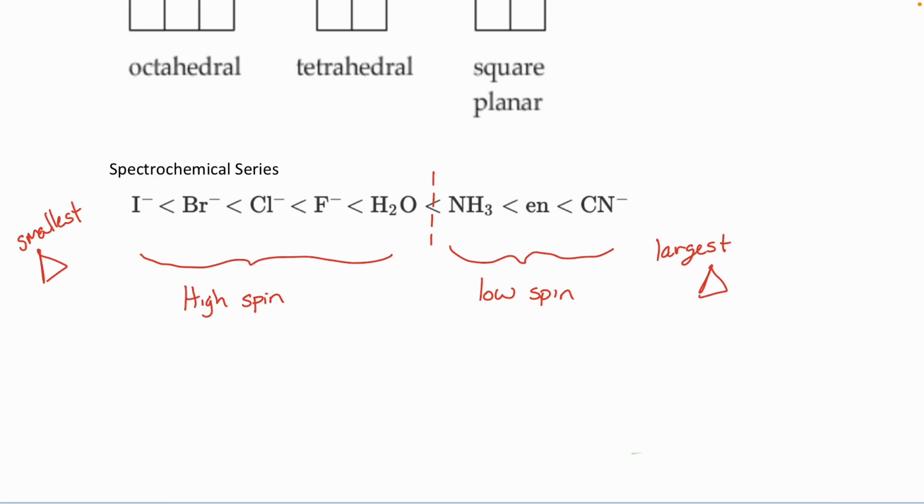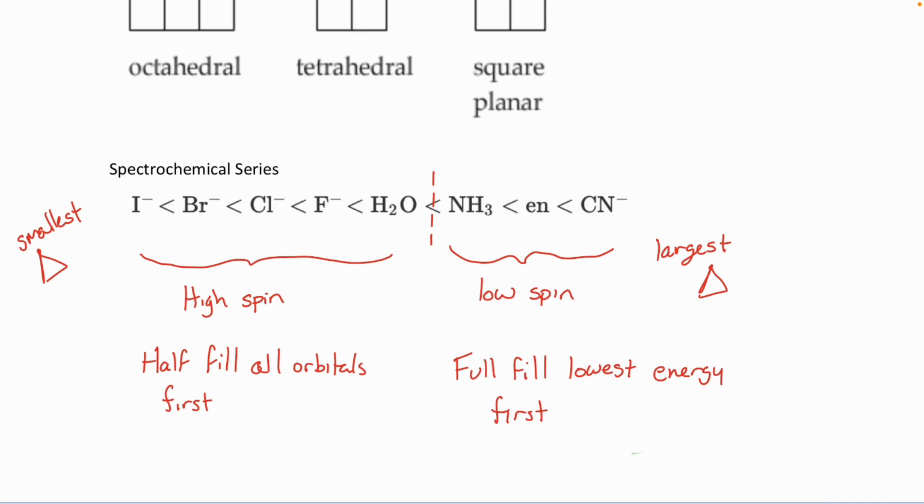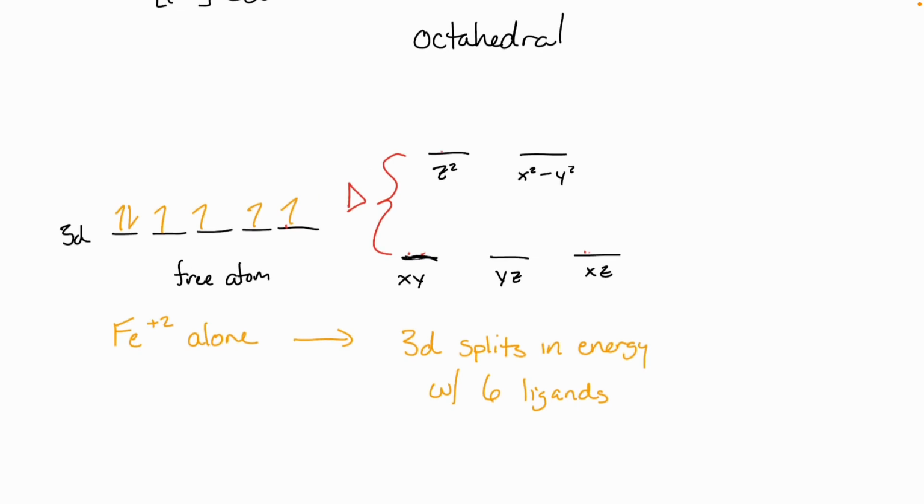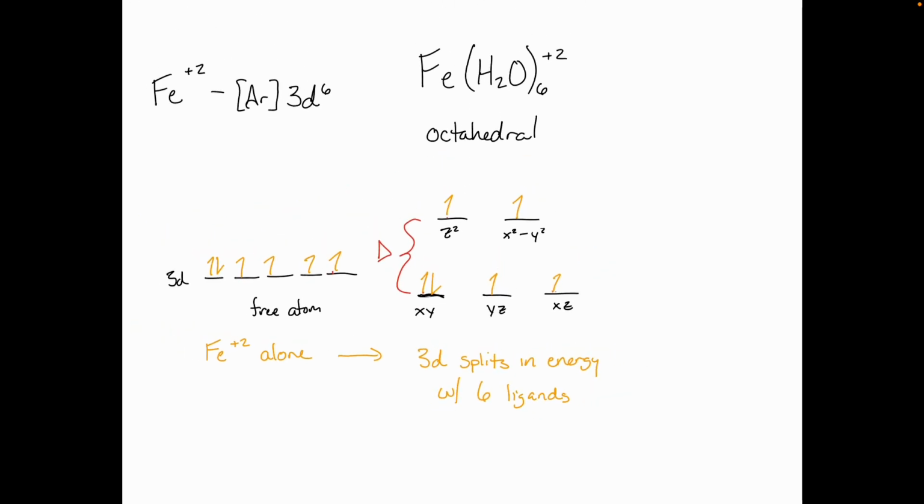That's going to dictate how we fill in that diagram, because for high spin, we're going to half fill all orbitals first, whereas if it's low spin, we're going to fully fill the lowest energy first. Water is a high spin ligand. So when I take my diagram here and start filling it in with electrons, I'm going to half fill all my orbitals first, then I'll go back and double up. This is for this octahedral complex here.